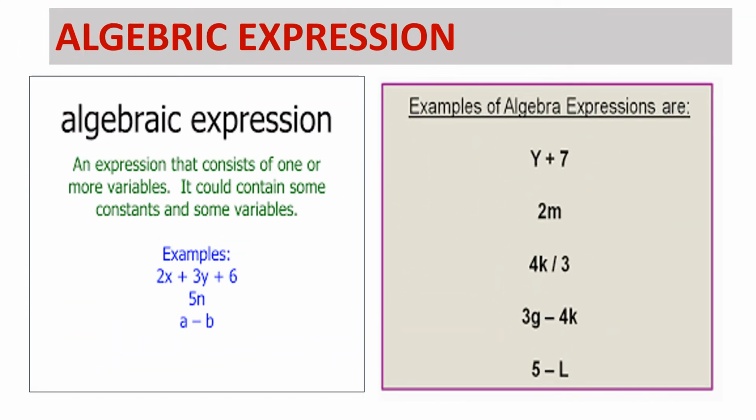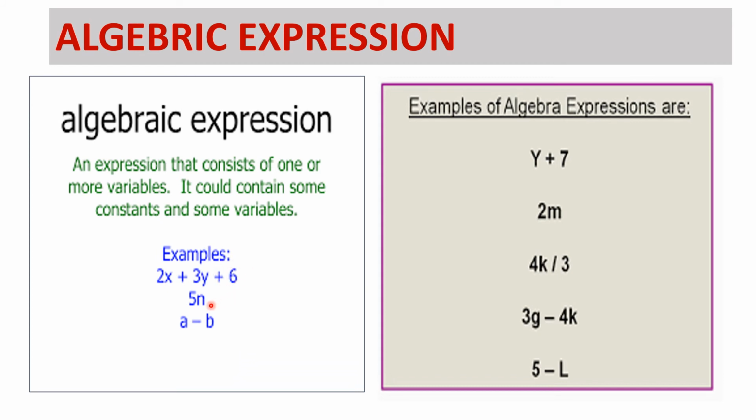What is an algebraic expression? Now here an algebraic expression is an expression that consists of one or more variables. Now you have understood what are variables and constants. It could contain some constants and some variables. Now here you can see the example. These are variables x and y, and 6 is a constant which has a fixed value. The number alone itself is called a constant. So 6 is a constant here.